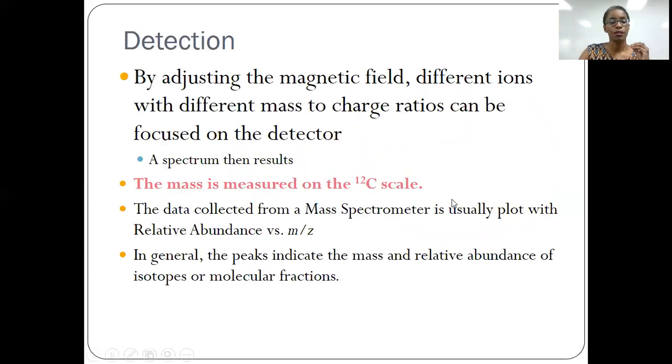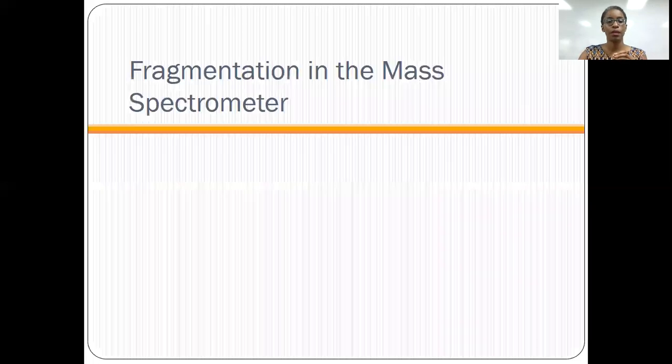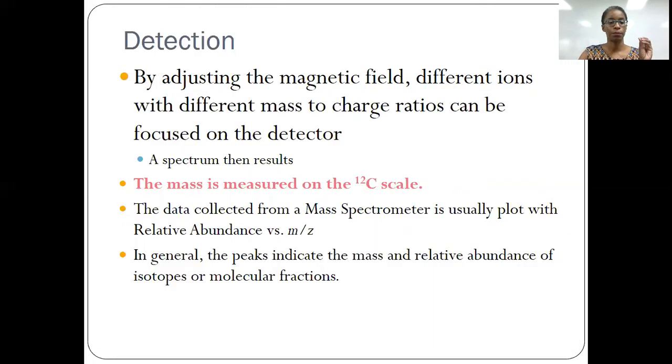So your mass analyzer will detect the amount of each ion that hits the detector, and that will be translated to your mass spectrum. And again, in your mass spectrum, we have relative abundance on the Y axis, and we have our mass to charge ratio, m/z, on the X axis. Each of these peaks that you will see will be a particular isotope if it was atomic, or a particular fragment if it is a molecular separation.